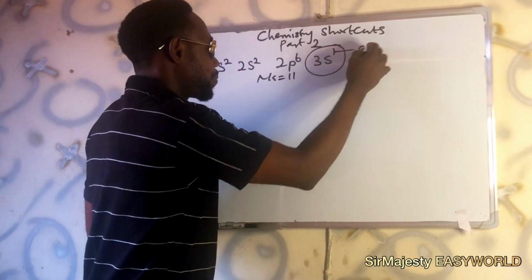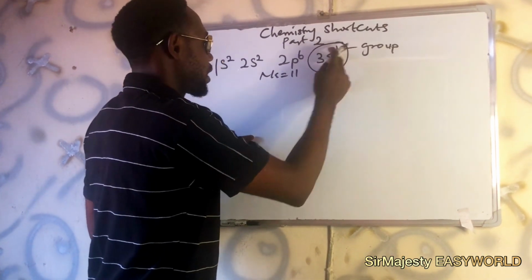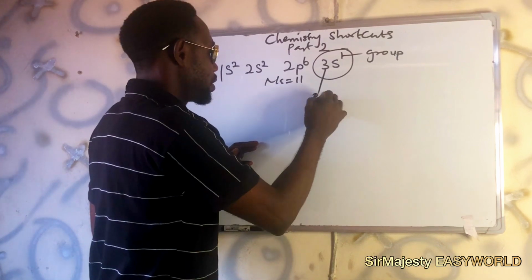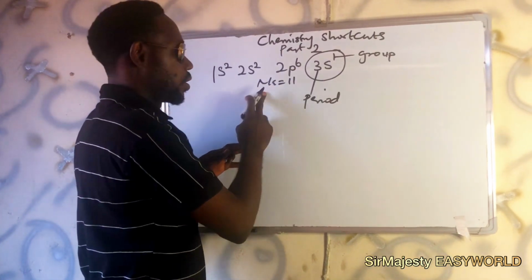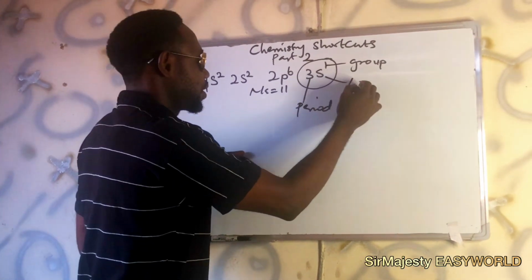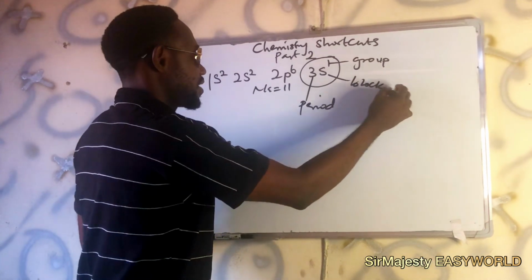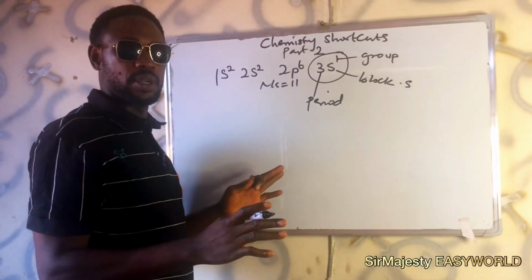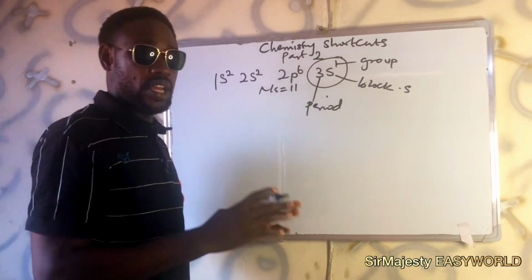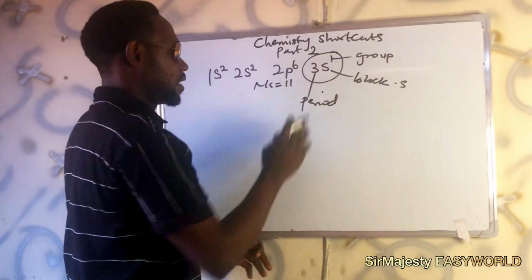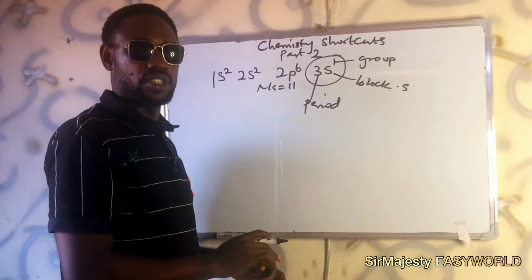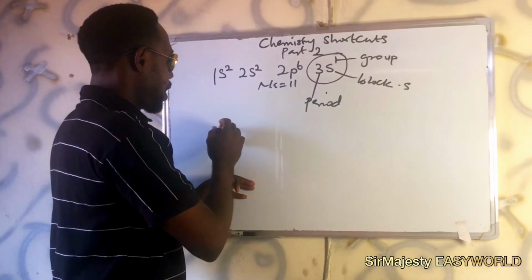This is group 1. This one shows that sodium is in group 1. This is the period to which this element belongs. So sodium is in period 3 and also in what? Block S. Very quick and you solve your problem. So if they write the configuration for you to identify the group and the period, you just look at the last configuration digits.